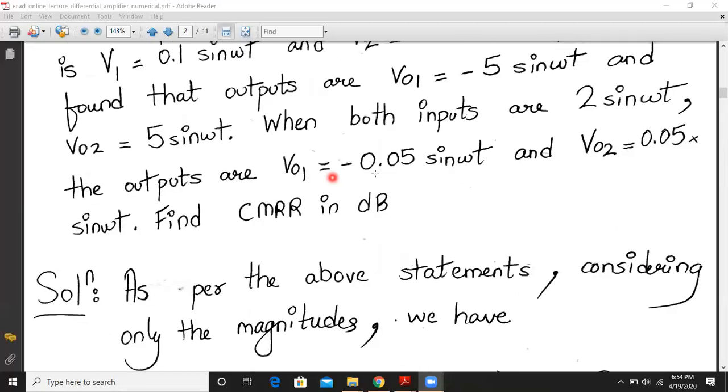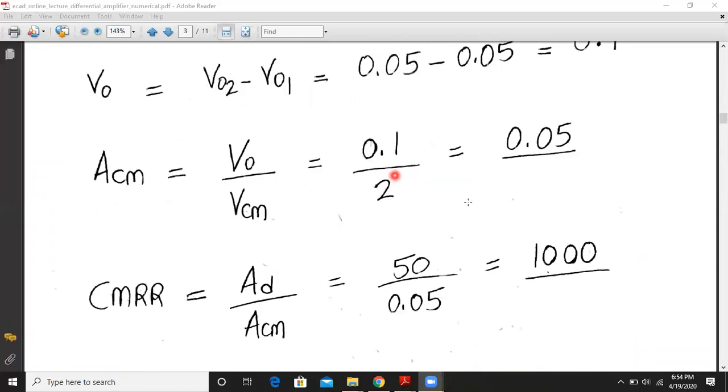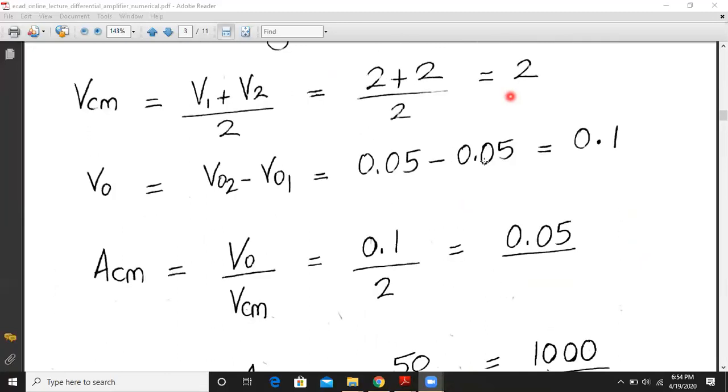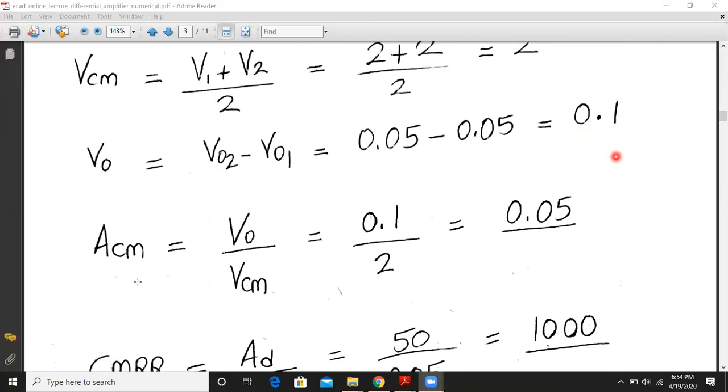Yes, VO1 is 0.05 sine omega t. So over here we should have written VO2 minus VO1. So it should be 0.05 minus of minus 0.05. So please take a note of it. So that becomes 0.1. So common mode voltage gain is output voltage divided by common mode input signal. So that will be 0.1 divided by 2. So that comes out to be 0.05.